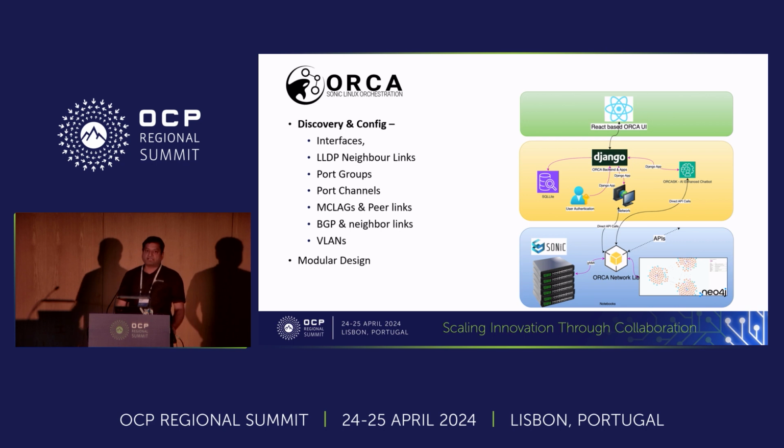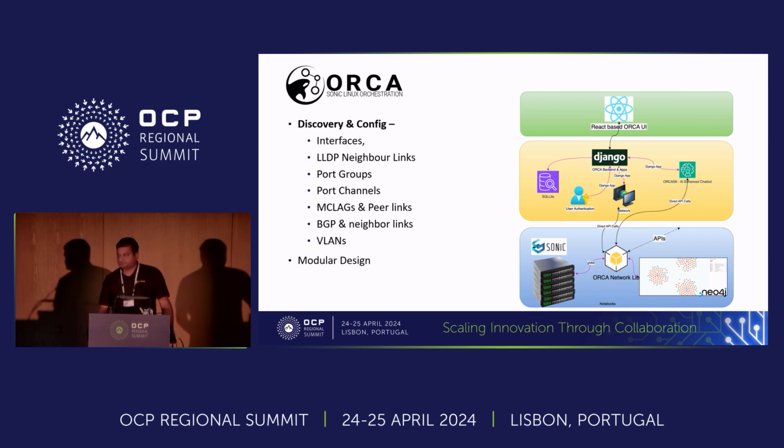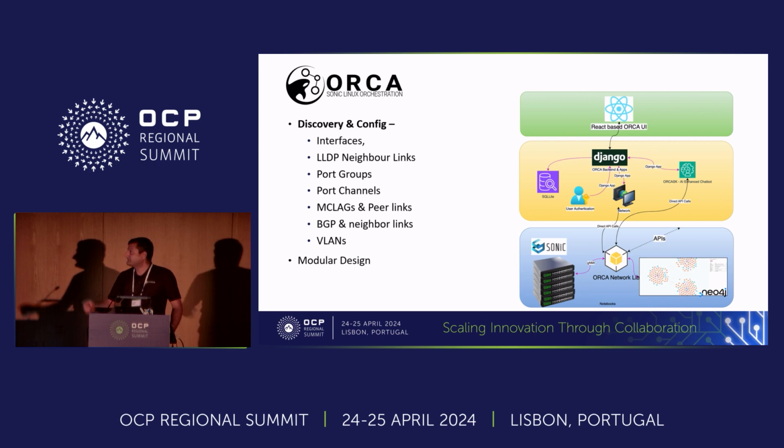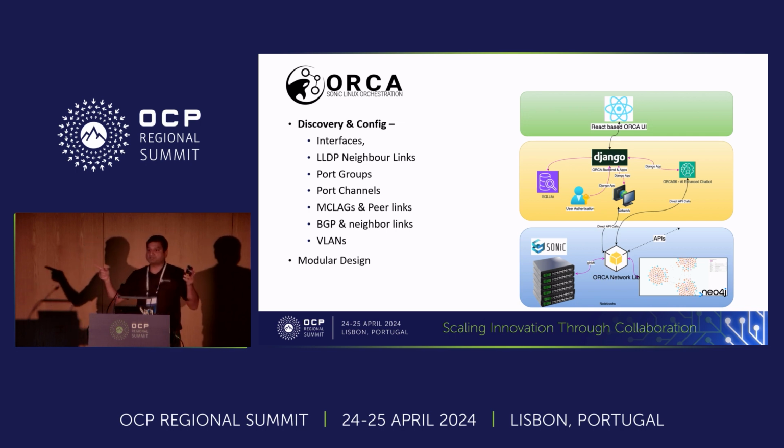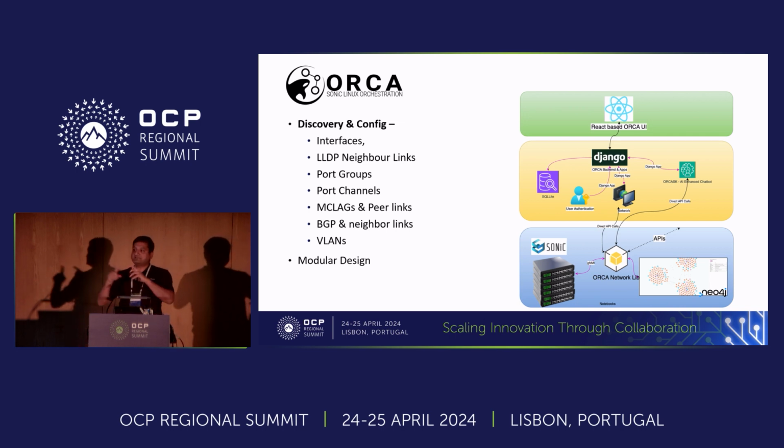And further, what ORCA is capable of doing as of today, it can discover and configure several networking features in your device. It can discover interfaces. It can discover LLDP links. It can configure port groups and discover them as well, port channels, MCLAG, with the links as well. Also, BGP with its neighborhood relationship. That relationship you will see in the Neo4j graph database that's being created. We can have a look into the Neo4j database as well in a moment. Of course, the VLAN discovery and configuration is also possible.